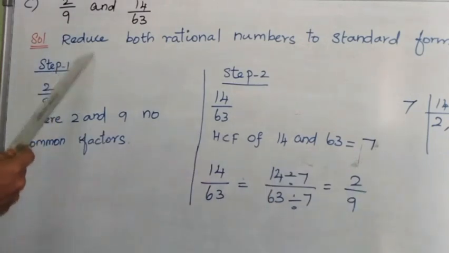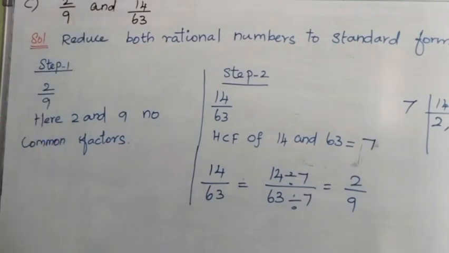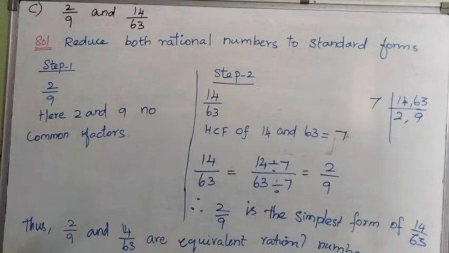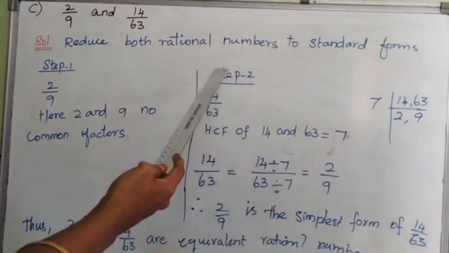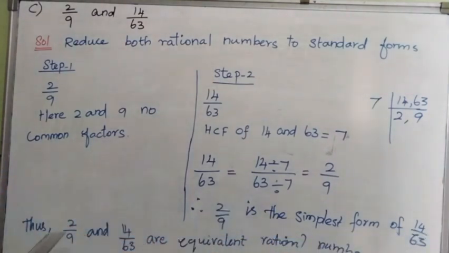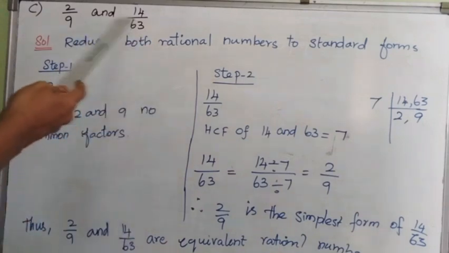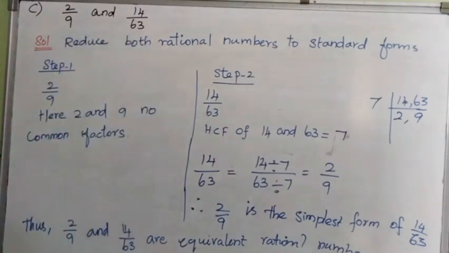So therefore the given two rational numbers are equivalent. How do you complete the answer? So therefore 2 by 9 is the simplest form of the second rational number 14 divided by 63. Thus 2 by 9 and 14 divided by 63 are equivalent rational numbers.